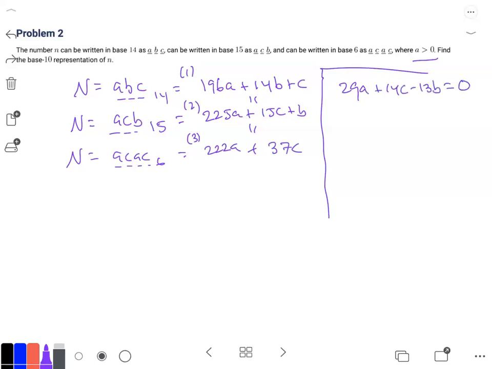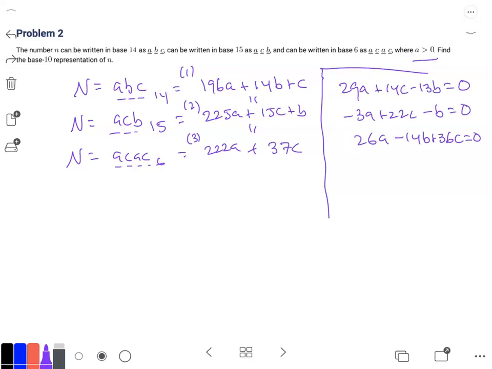And moving the terms in 2 to the terms in 3, we have, let's see, negative 3a plus 22c minus b is equal to 0. And finally, moving 1 to 3, we have not negative 6, it's actually 26. 26a minus 14b plus 36c is equal to 0.